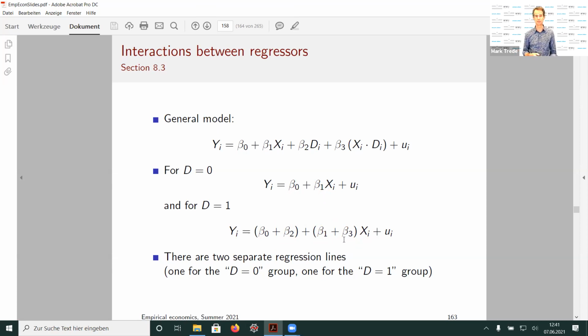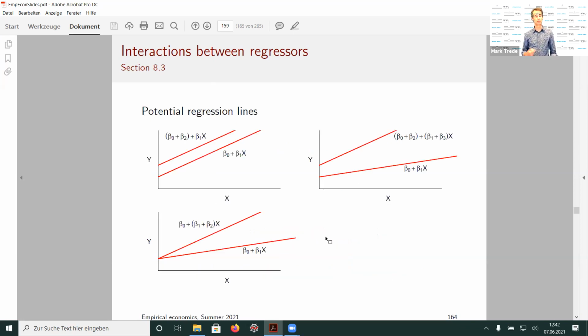Okay. So what we have, in effect, are two separate regression lines. One regression line for the group of observations where the dummy is 0, the d equal to 0 group, and one different regression equation for the group where d is 1. Okay. And since beta 2 could be any value, and beta 3 could be any value, positive or negative, these are really two separate regression lines. So potential regression lines could look like this.